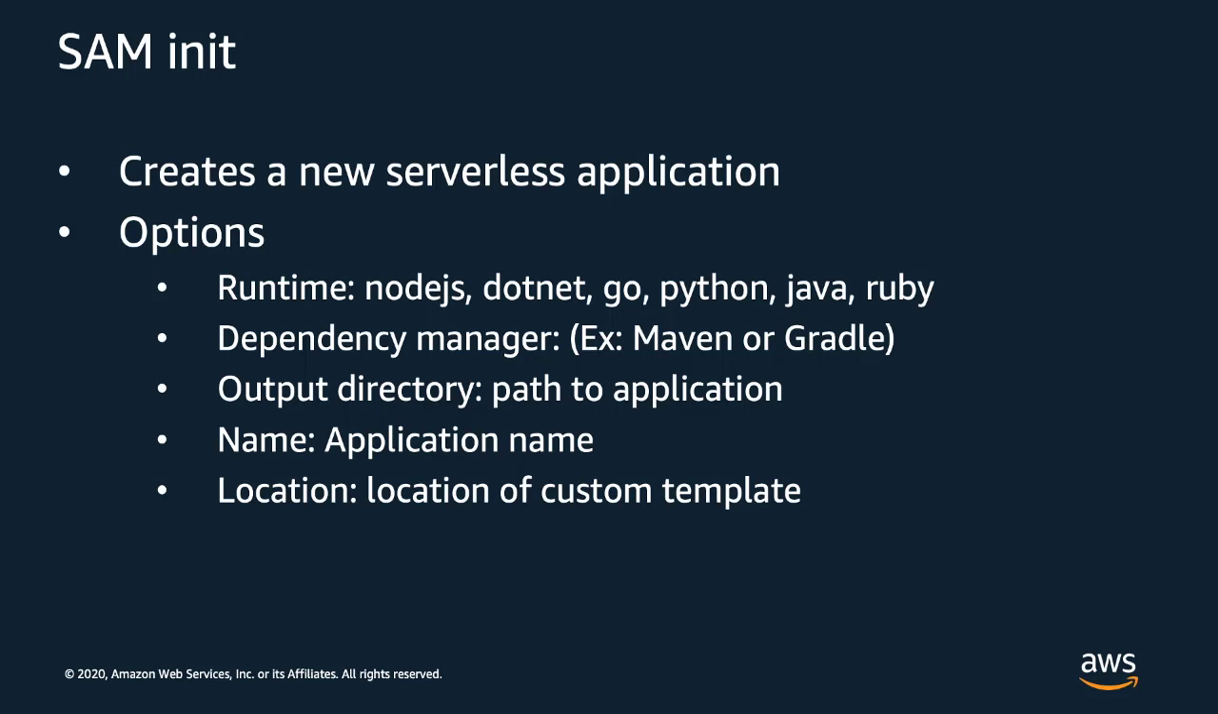So when I'm doing a SAM init or initialize, I can say use an AWS managed template, which is like a Hello World or a DynamoDB backed website, or I can create my own template and use that. So if I always build my web applications starting with a specific structure, then I can create a template out of that and initialize my new applications with SAM using my custom template.